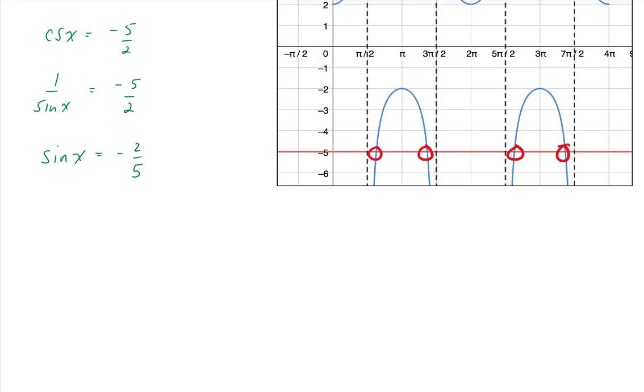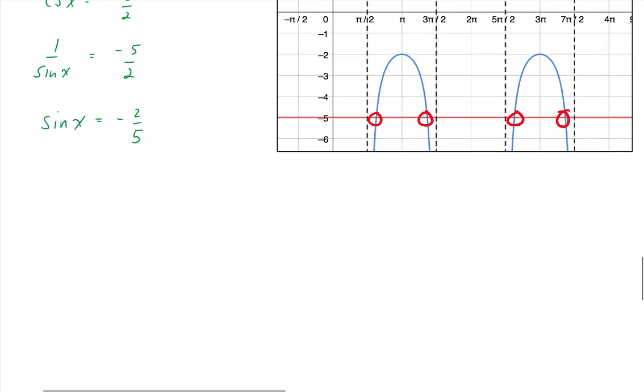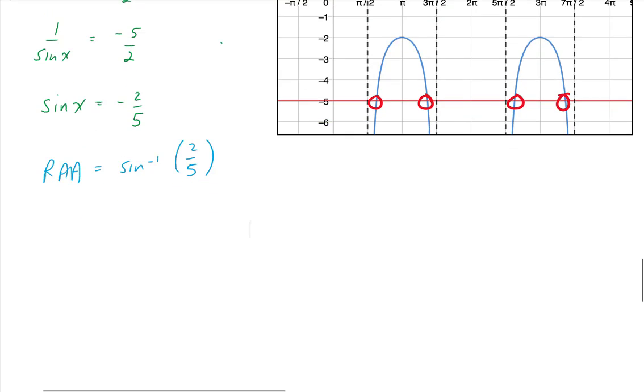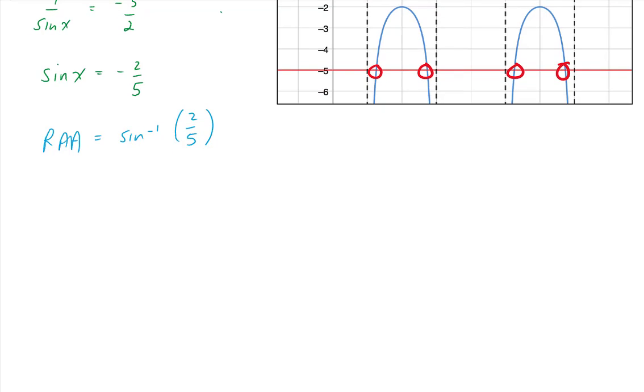This ratio is not one of our ratios from our special triangles. So we're going to have to use our calculators to determine the related acute angle. So our related acute angle for this example is equal to the sine inverse of 2/5. And we also know that sine is negative in quadrants 3 and 4.